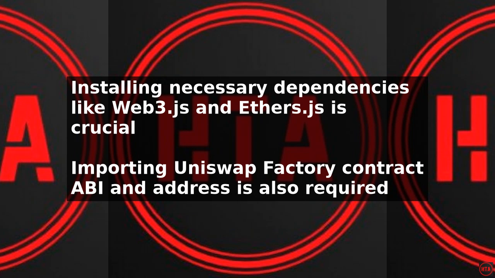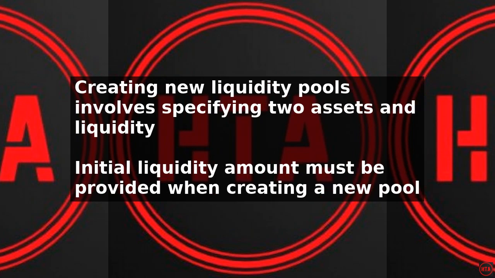After importing the contract ABI and address, you can use the Web3.js or Ethers.js library to interact with the Uniswap Factory contract. You can use the contract's functions to create new liquidity pools, add liquidity to existing pools, and remove liquidity from pools.